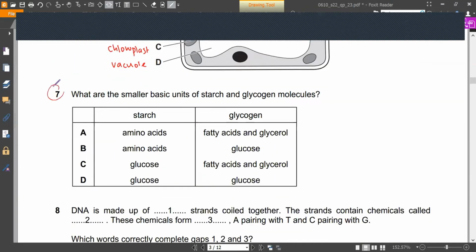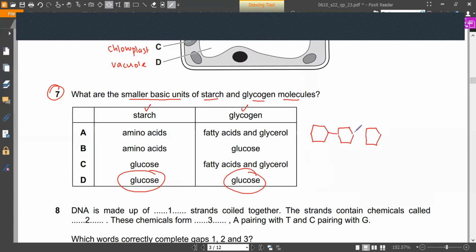Next. Smaller basic units of starch and glycogen molecules. So what are the building blocks of starch and glycogen molecules? This is very straightforward, right? Glucose will be the building blocks of starch and glycogen.